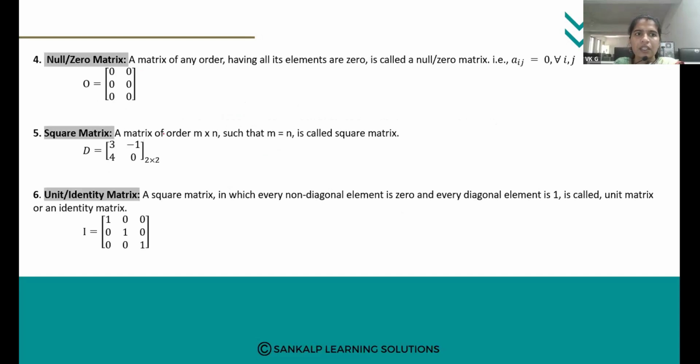Null matrix or zero matrix. Even this we had discussed yesterday. A matrix in which each and every entry is zero is called zero matrix or null matrix.